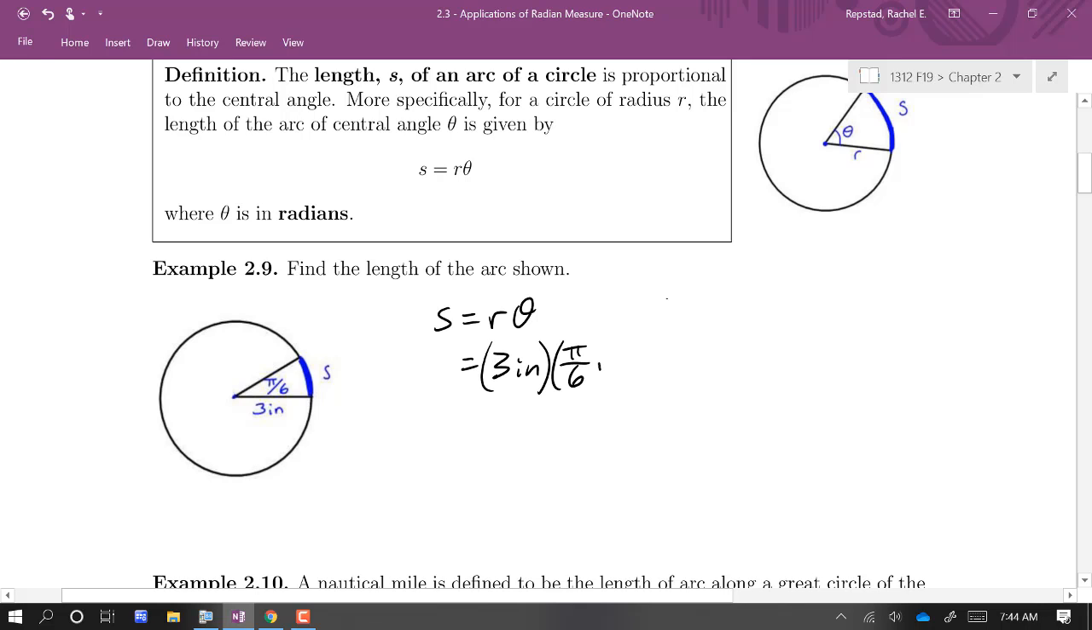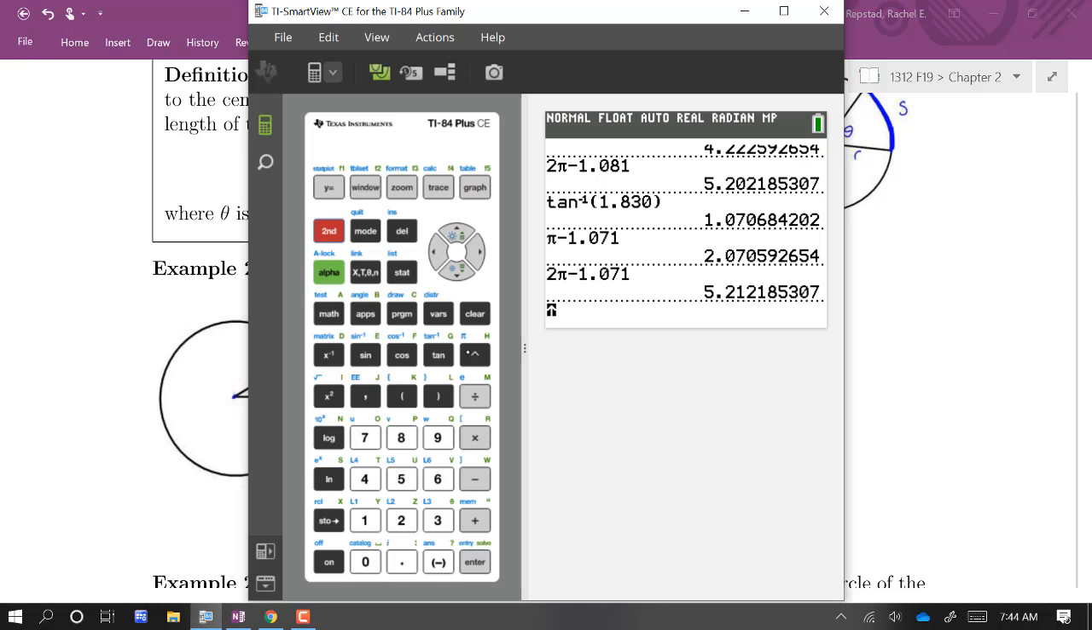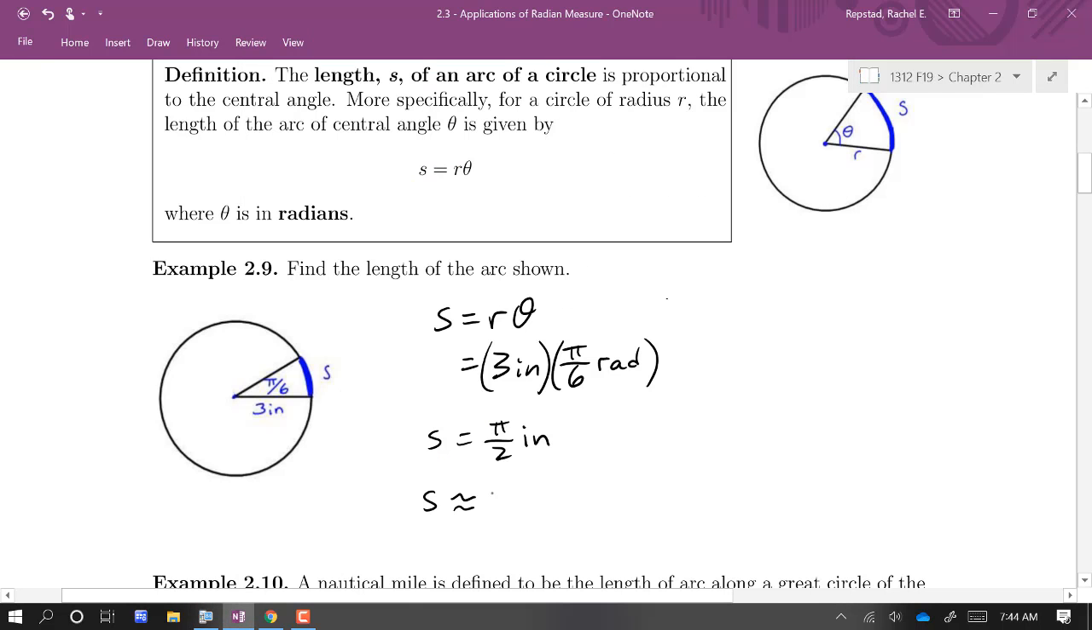Now it's pi over 6 radians, and I mentioned in another video, radians are considered to be dimensionless. And so when we do this multiplication, our units are just going to be inches. The radians don't add any dimension to this. So 3 times pi over 6 is pi over 2 inches. And we could approximate this and get 1.57 inches.